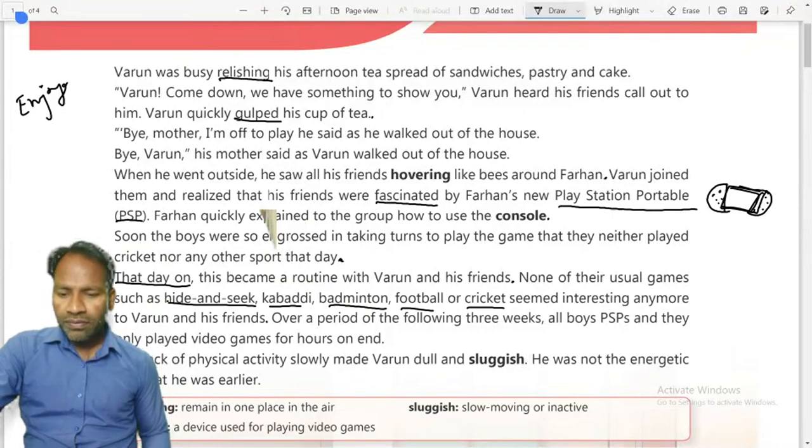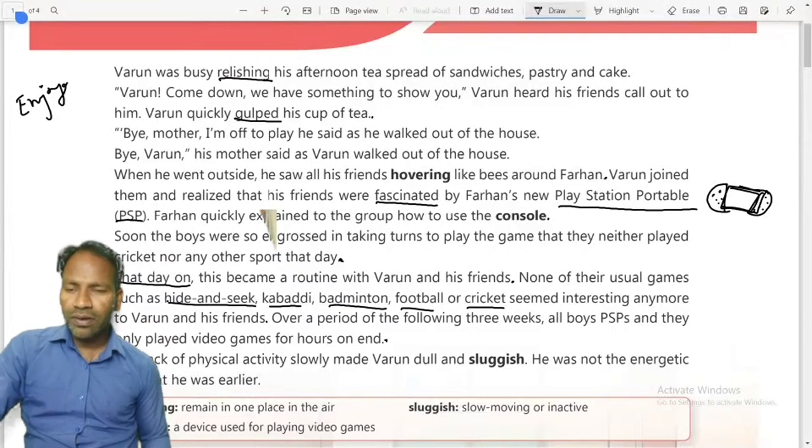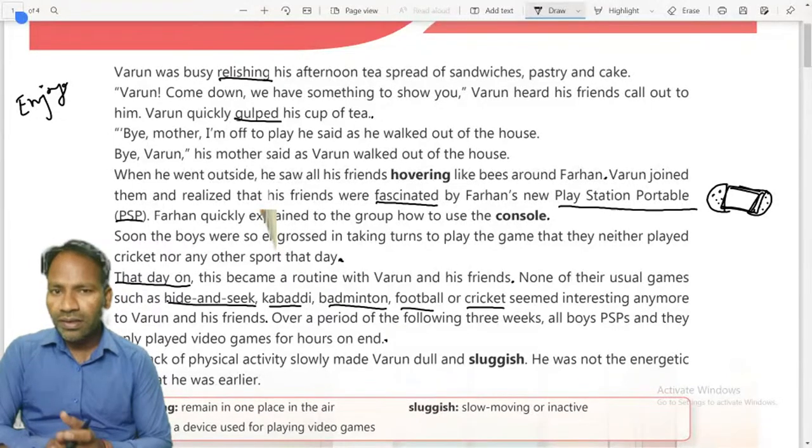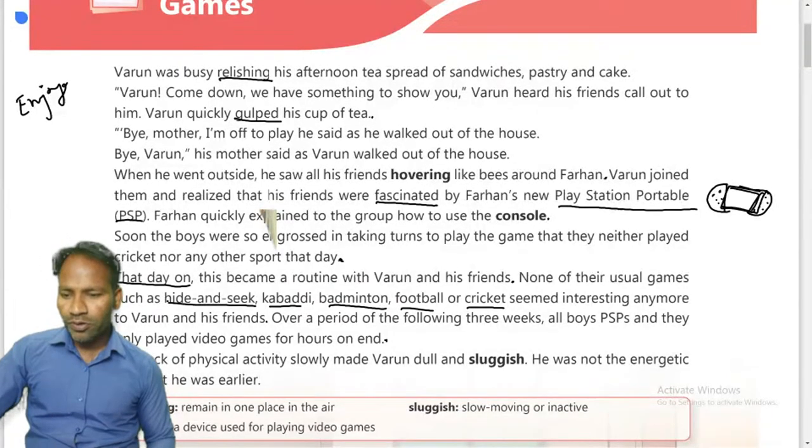Over the following three weeks, all the boys with their PSPs played video games for hours and hours. They were spending all their time on it. Earlier they would play these physical games, but now their physical activity completely ceased, physical games completely stopped, and they started playing only PSP games or virtual games.